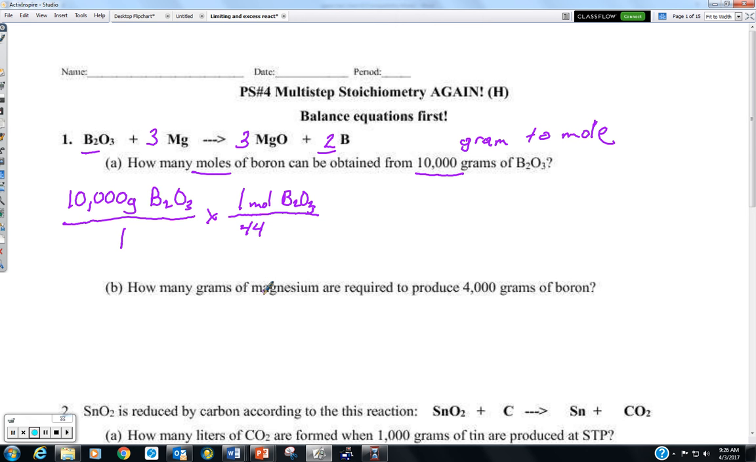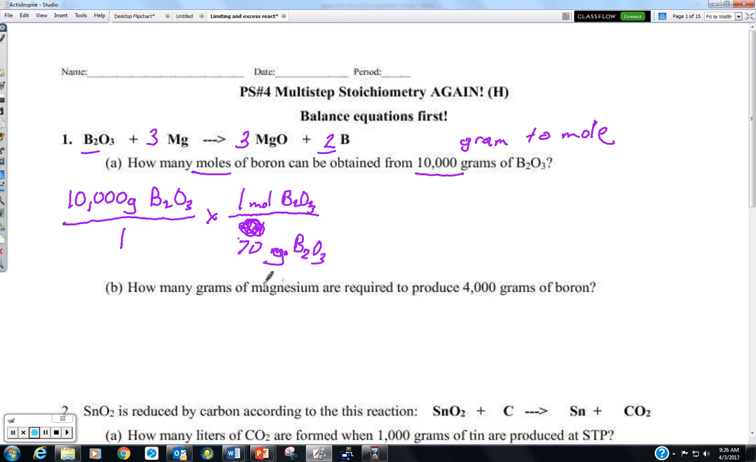Yes, I did boron, which is 10.8. I rounded it to 11. And oxygen is 16. So actually, that's not the right number. Sorry, it's 70, right? All right. So at this point, does everybody understand where I got 70 grams from?